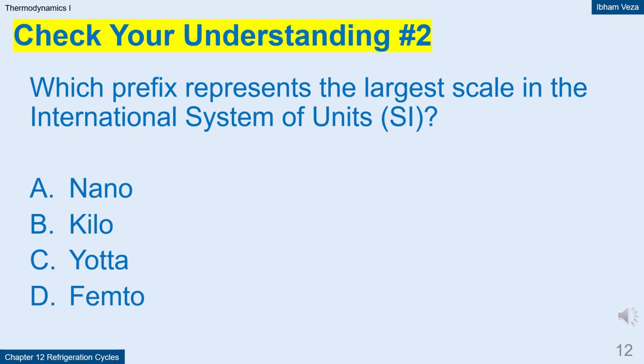Answer C. Iota. Explanation of why other answers are wrong. A. Nano. Incorrect, because nano represents a small scale, specifically 10 to the minus ninth, not a large scale. B. Kilo. Incorrect, because kilo represents 10 cubed, which is much smaller than iota, 10 to the 24th. D. Femto. Incorrect, because femto represents 10 to the minus 15th, one of the smallest scales, not the largest.